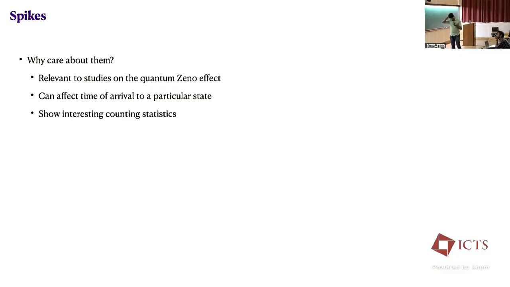Well, there have been many studies in the literature about the quantum Zeno effect, which basically occurs when you freeze the dynamics of a quantum system by very frequently measuring it. So it is relevant to those studies, and also from a more operational point of view, it is interesting because spikes can affect the time of arrival to a particular state. If you had a pure jump process, the time it takes to reach a particular region in the Bloch sphere or of the qubit would be very different with and without the fluctuations. But what we were more excited about with these spikes is that they show interesting counting statistics. And I'll elaborate on that.